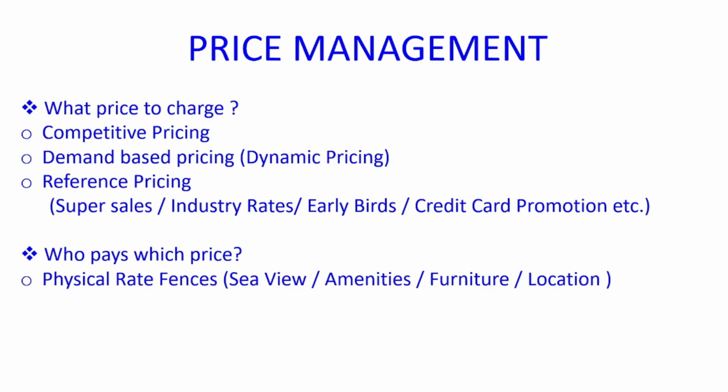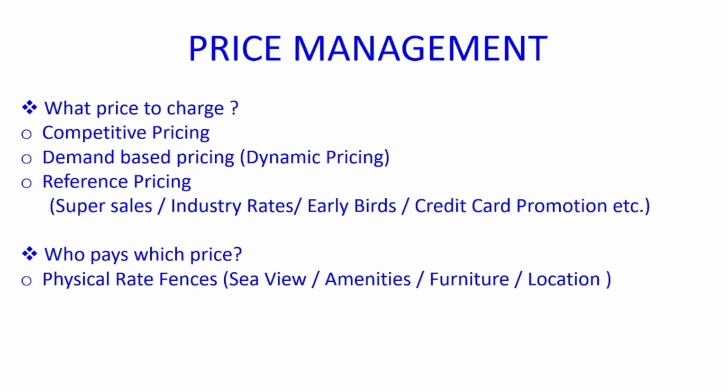The first one is called the physical rate fence. Examples are sea view, amenity, furniture, location, and so on. If we go to a Bali resort, they charge a different price for the sea view. They put different amenities in the executive suite room. If you go to the executive suite room, you have expensive amenities with luxury furniture.